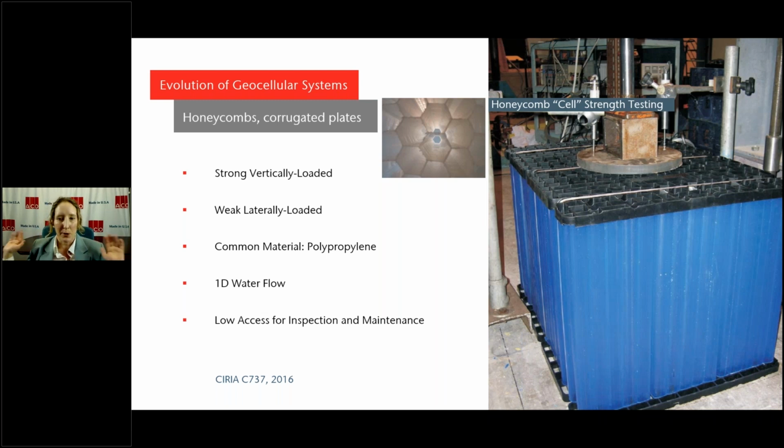In order to transport water around the tank, they'd use perforated pipes and gravels to help distribute throughout that tank section. Because you're dealing with this one-dimensional water flow really along the alignment of these tubes, you have some minimal access for inspection and maintenance.